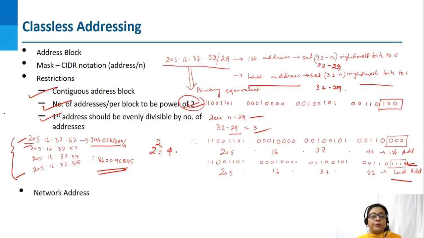Previously we have understood masking. In order to get the network address, we have to do masking. If it is /n, we can get the first address and the last address, as we have already understood how to get the network address. The network address is basically the address which is not allocated to any of the devices connected to the particular network.